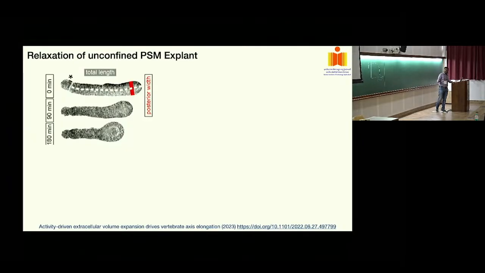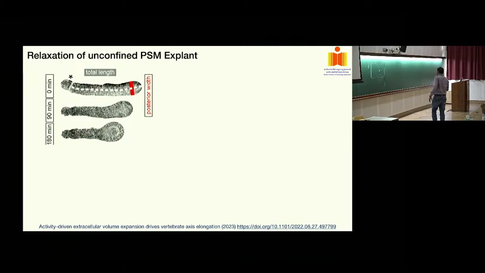Now let's compare experiments and simulations. If you look at the PSM explant in the experiments, you will see that first it starts to relax and contract. Lengthwise, its length reduces, whereas towards the posterior end, its width starts to increase. The simple reason is that in the posterior end there are more motile cells, and they can apply active pressure.